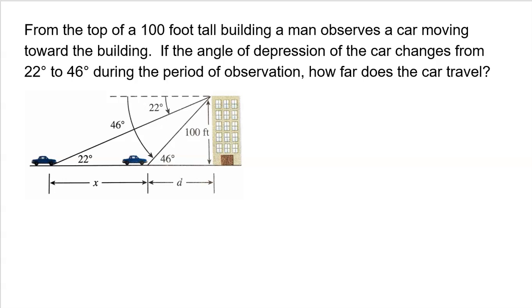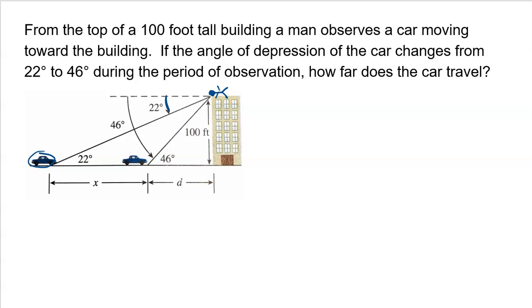The angle of depression of the car changes from 22 degrees to 46 degrees during the period of observation. How far does the car travel? So in the picture here, here's the guy standing on top of the building, or maybe he's laying down. There he is, whatever. He's on top of the building, and he's looking down at this car. And here's the car right here, and he's looking down at an angle of 22 degrees of depression.